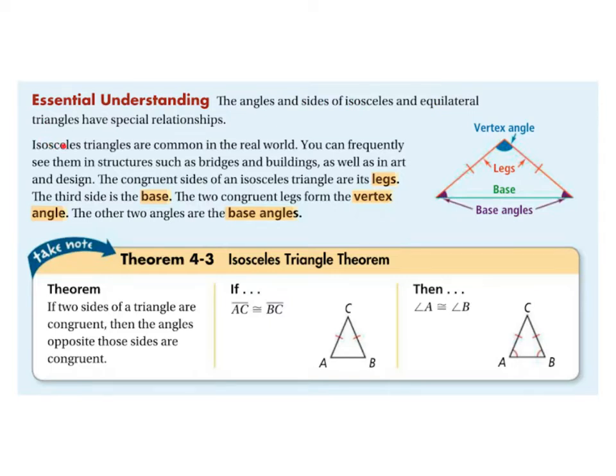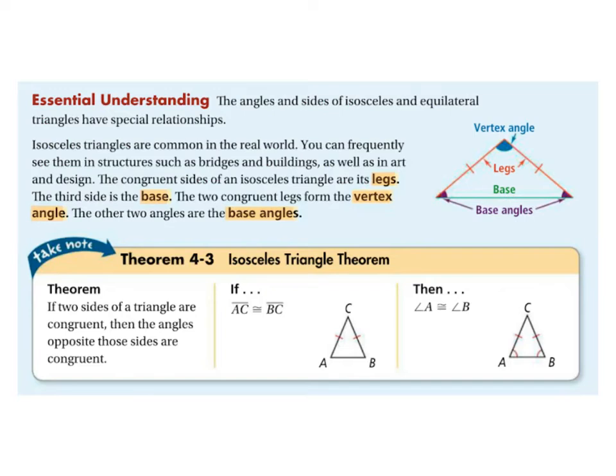So isosceles triangles are common in the real world. You can frequently see them in structures such as bridges and buildings, as well as in art and design. The congruent sides of the isosceles triangle are its legs. Remember, in an isosceles triangle, two sides are congruent. We call those the legs. And the third side is the base. It might not always be sitting on the bottom.